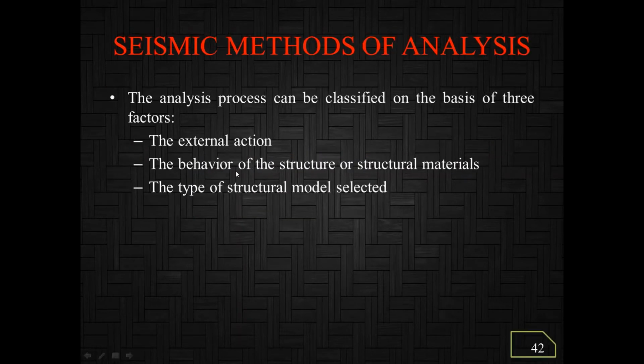First of all, seismic methods of analysis. We have three types of method of analysis. The analysis process can be classified by the external action, by the behavior of the structure or structural material, and by the type of structural model selected. External action means which action we assume and how. The second one is structural behavior, means how the structure behaves. The third one is the type of structural model selection. So let's discuss in detail.